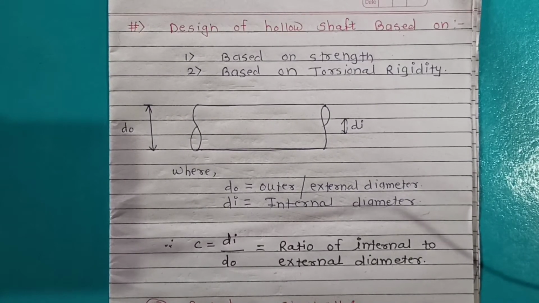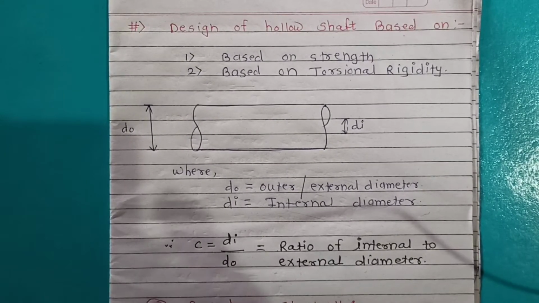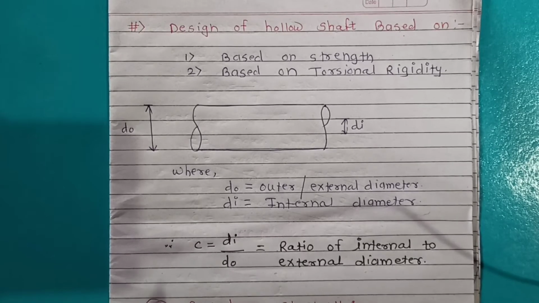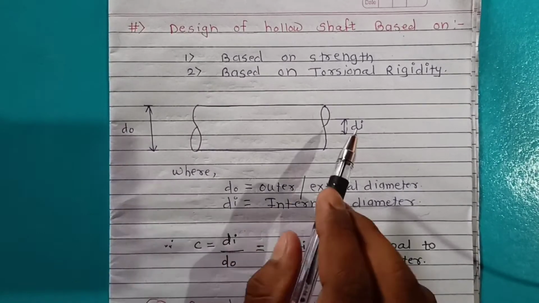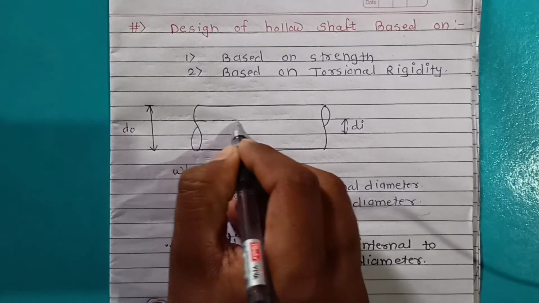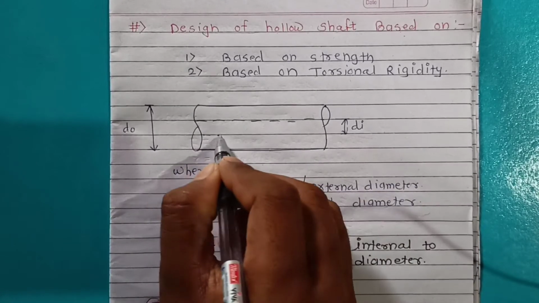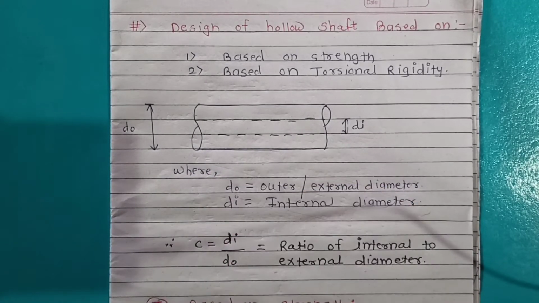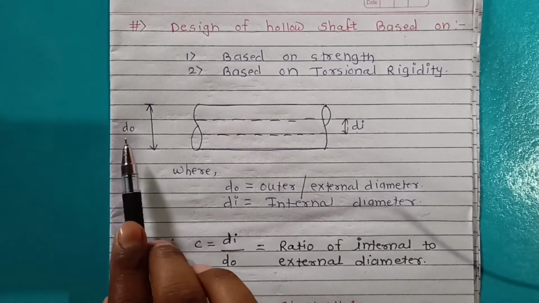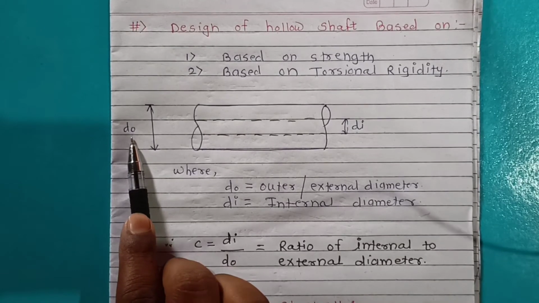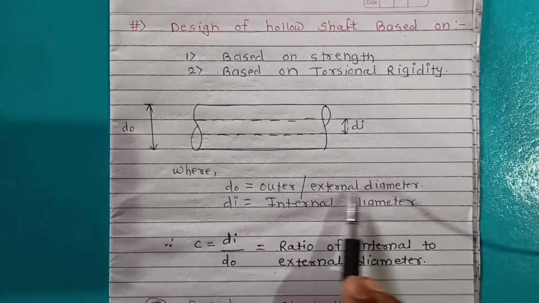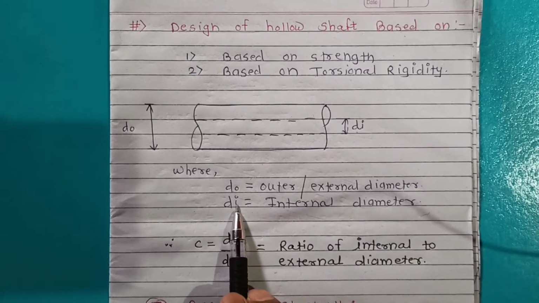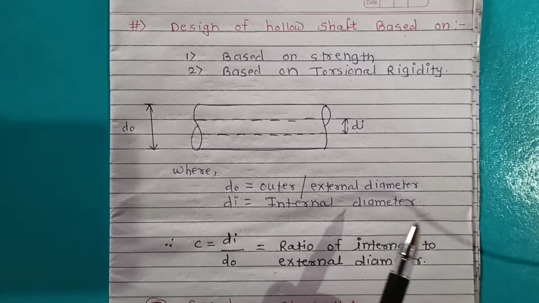Now see here, I am considering one hollow shaft. Here they have two diameters. First one is DO and another one is the internal diameter DI. Internal diameter is represented with the help of DI, and external diameter is represented with the help of DO. DO is nothing but the outer or external diameter, and DI is nothing but the internal diameter.